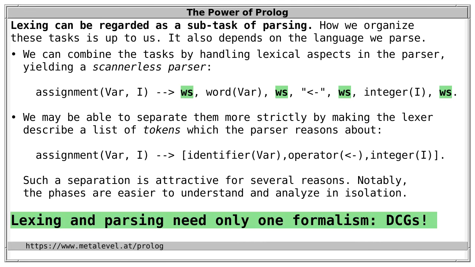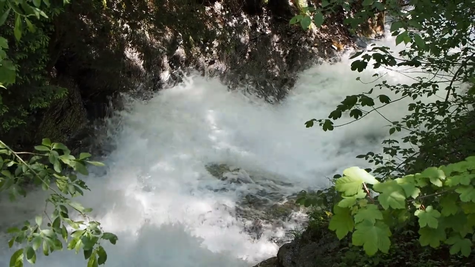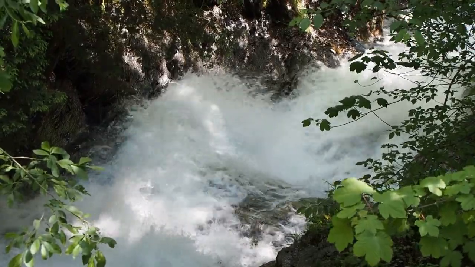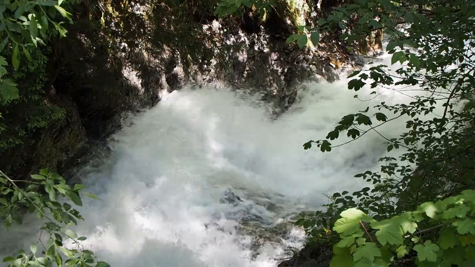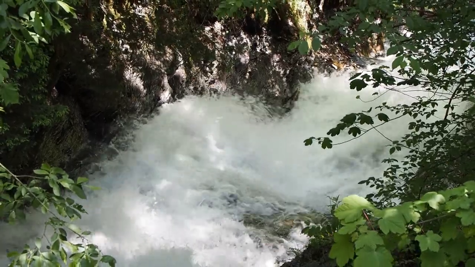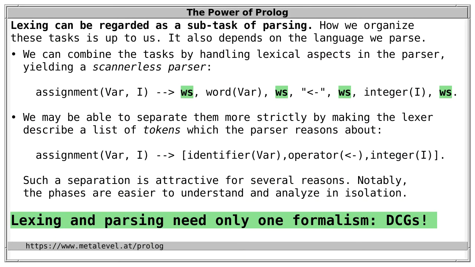And whether or not we separate the phases, one of the most interesting aspects is that we need only a single formalism, only DCGs, for both lexing and parsing. So in a sense, we are always scannerless, because we are not using a dedicated mechanism for lexing. We use the same formalism for lexing and for parsing. And that's another way to look at it, to say we have a lexer when we are using a dedicated mechanism for lexing.